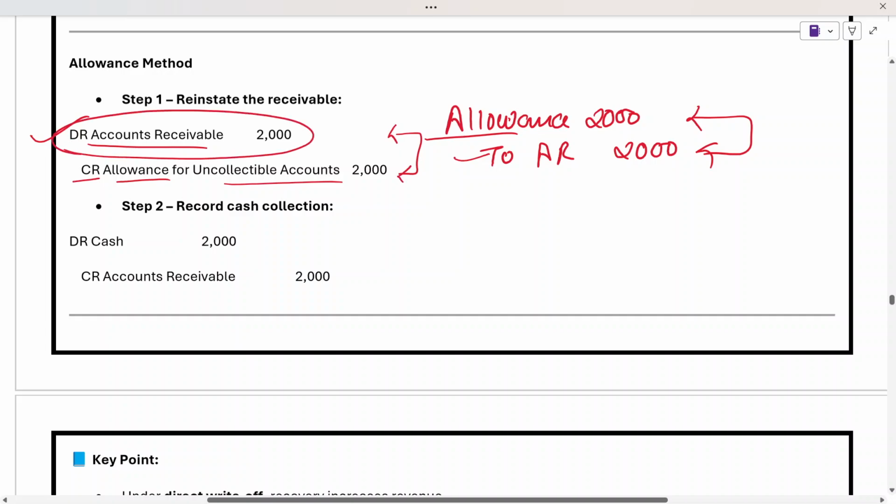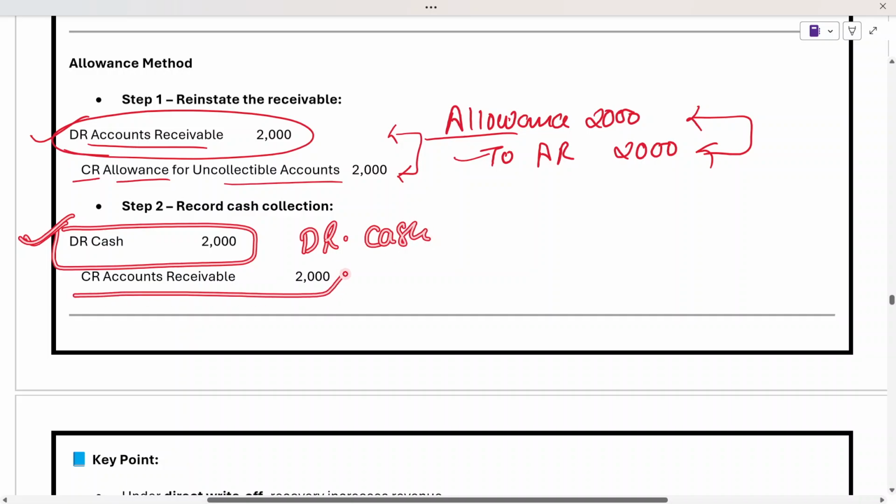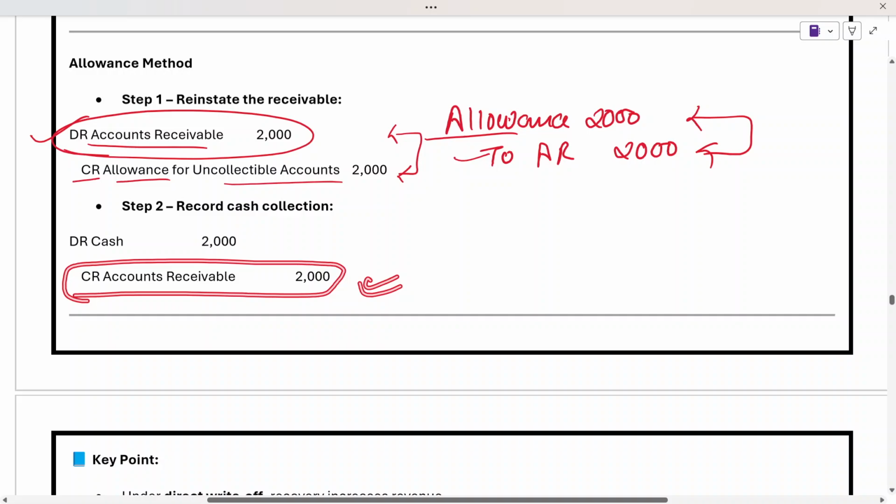Okay, now what happened? From these $2,000 of receivable you received the money, right? So now these debtors will be reduced, so these debtors are credited in the next accounting entry. You need to reduce that, and from these debtors you receive the cash, so you have debited your cash. So finally cash is debited and accounts receivable is credited here. So this is the allowance method which is being used.